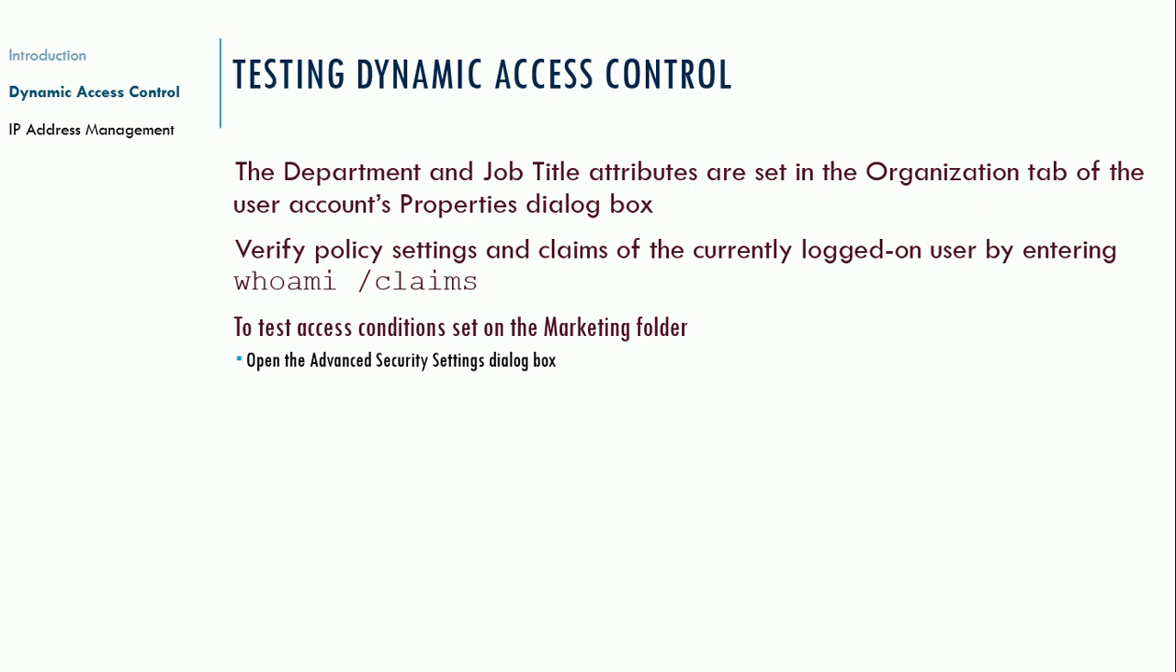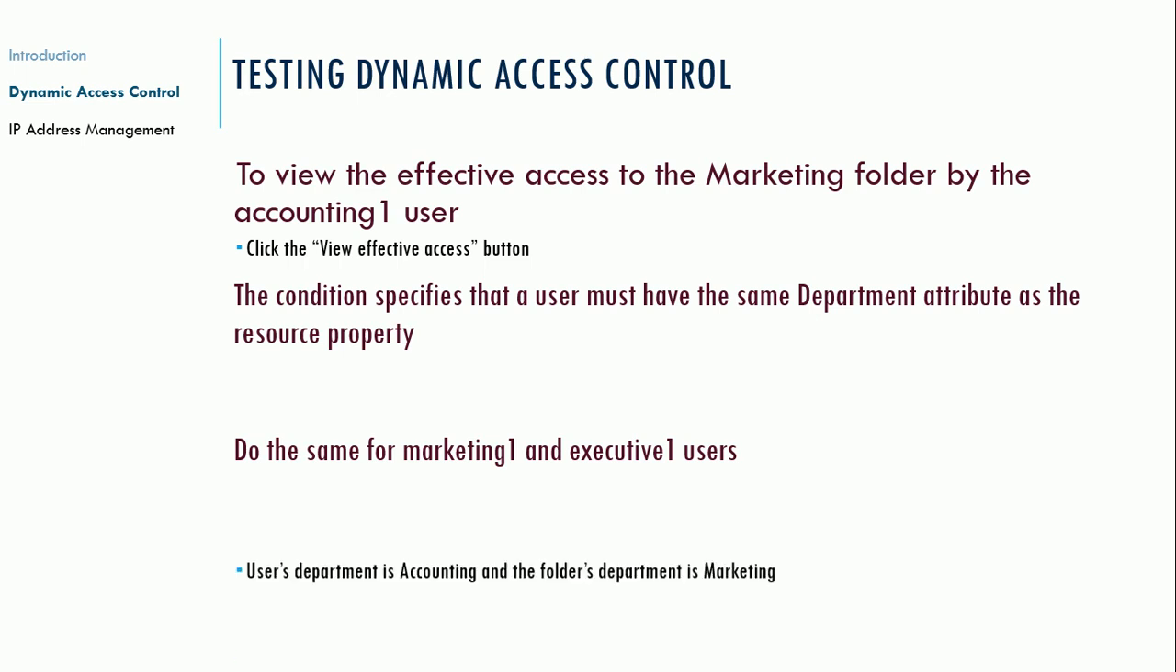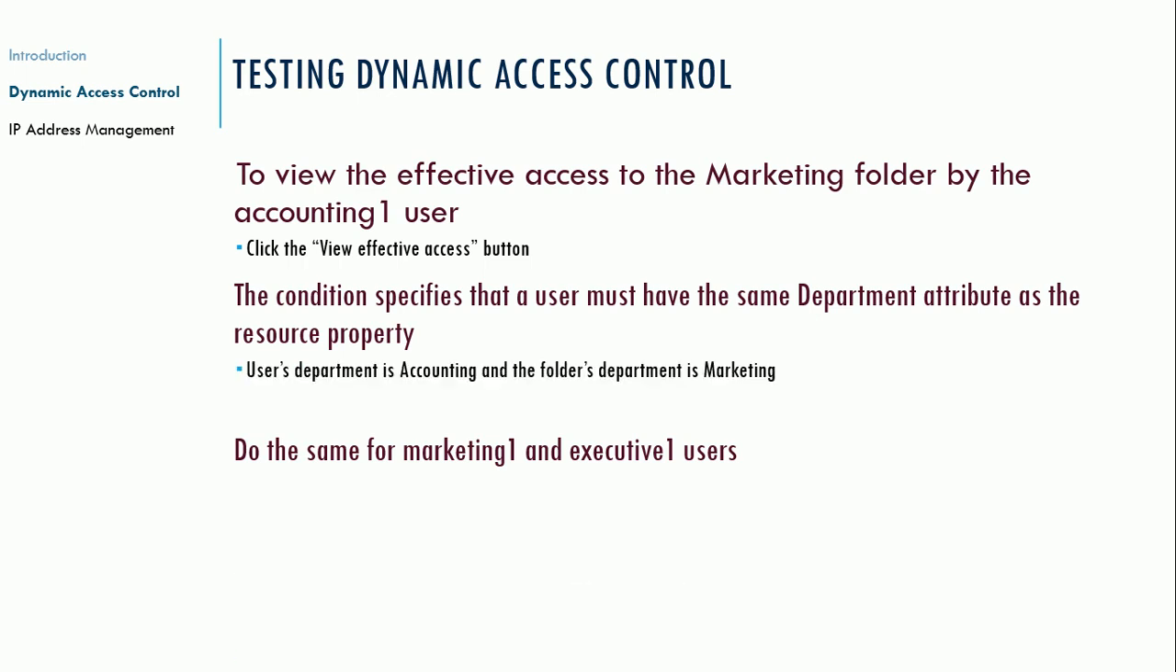You would open the advanced security settings dialog box. In the effective access tab, you select the accounting one user, and then include a user claim and set the department attribute to accounting. So to view the effective access of the marketing folder by the accounting one user, you click the View Effective Access button, and then the condition specifies that the user must have the same department attribute as the resource property. So the user's department is accounting, the folder is set to marketing, so it should prevent the user from being able to access it.